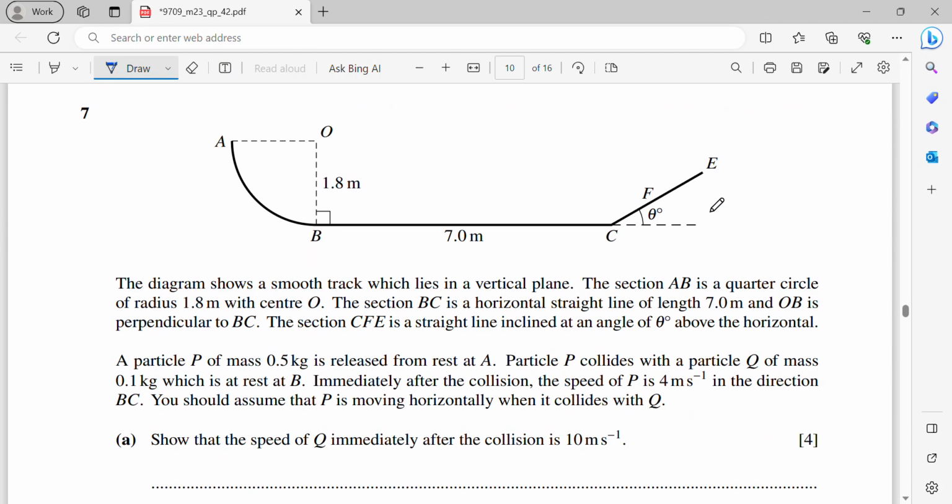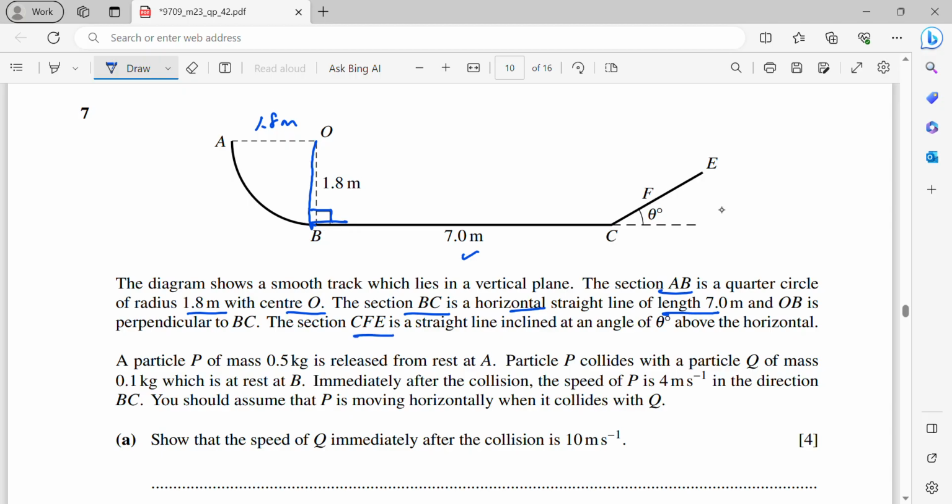Now next question, question number 7. The diagram shows a smooth track which lies in a vertical plane. The section AB is a quarter circle with radius 1.8 meter with center O. That means here is 1.8 meter, here is also 1.8 meters. Now the section BC is a horizontal straight line with length 7 meters, and OB is perpendicular to BC.